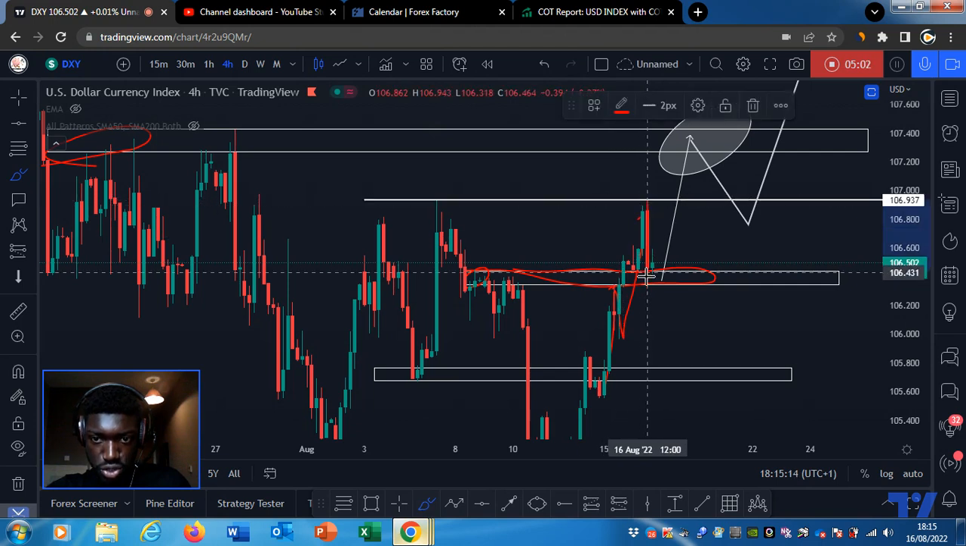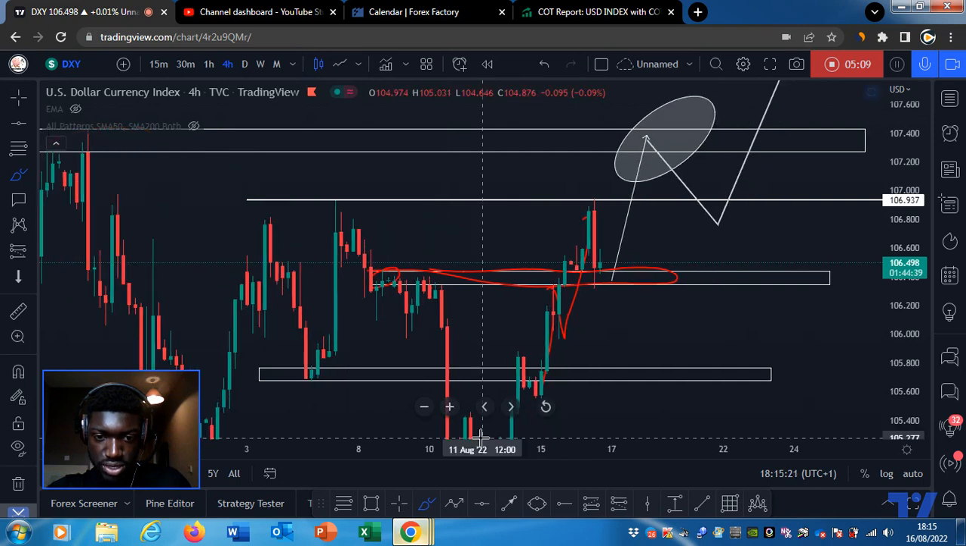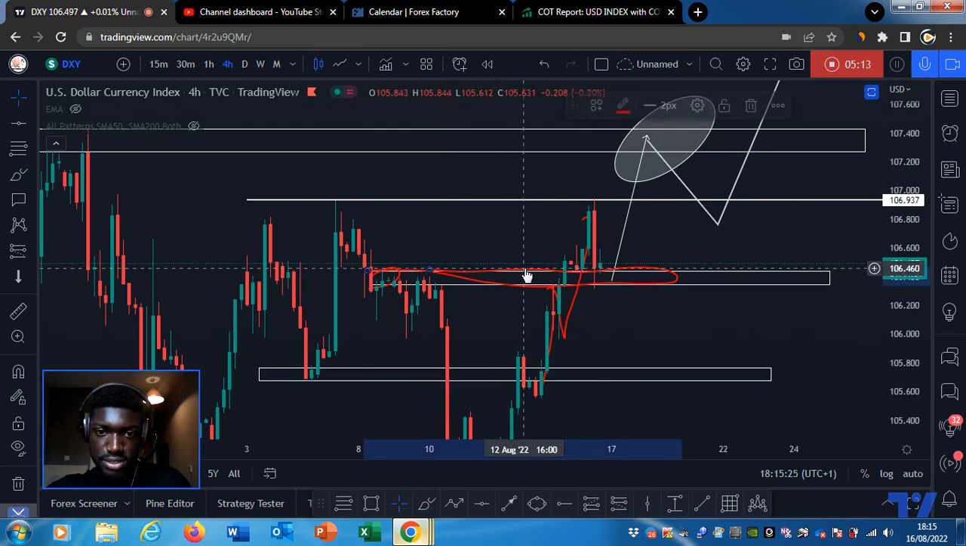And obviously we saw a sharp drop to the support range. So currently we're in what we call a consolidation, due to the fact that there are other factors influencing price action.